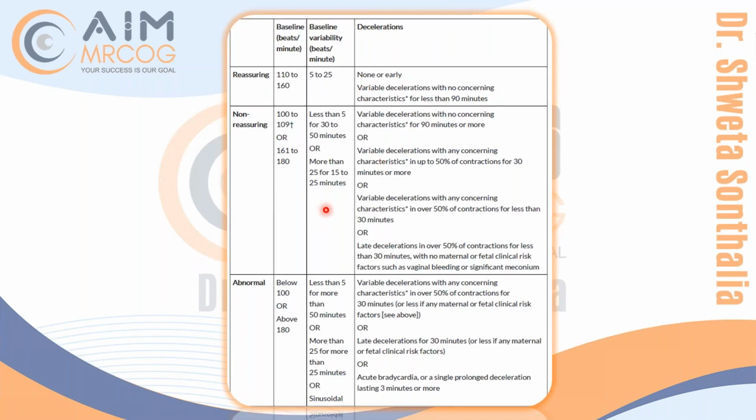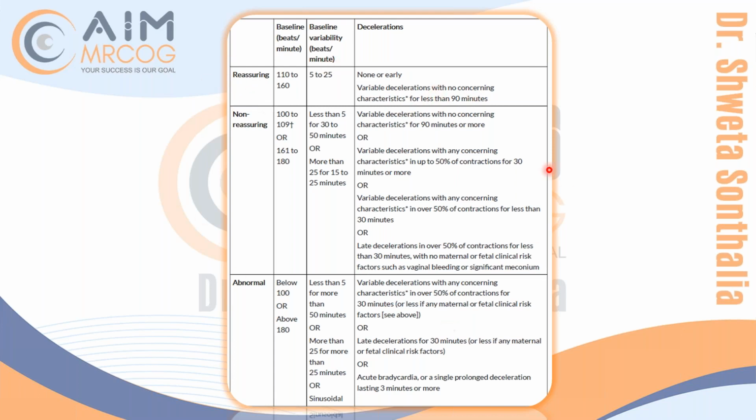So now this is from NICE. What is the normal baseline? 110 to 160. What is the normal variability? 5 to 25. And if there is no deceleration or early deceleration, it's reassuring, no problem. Variable deceleration with no concerning character for less than 90 minutes is normal, reassuring.